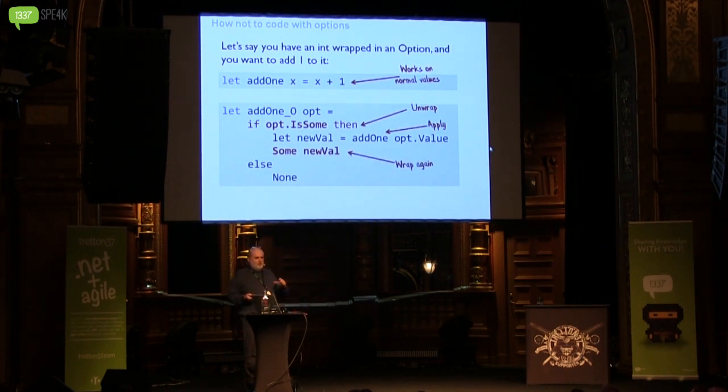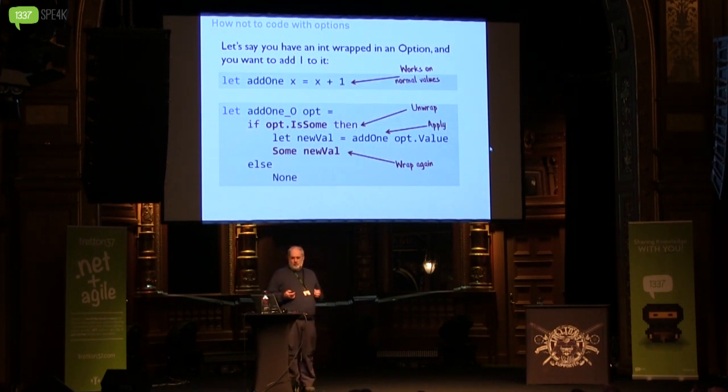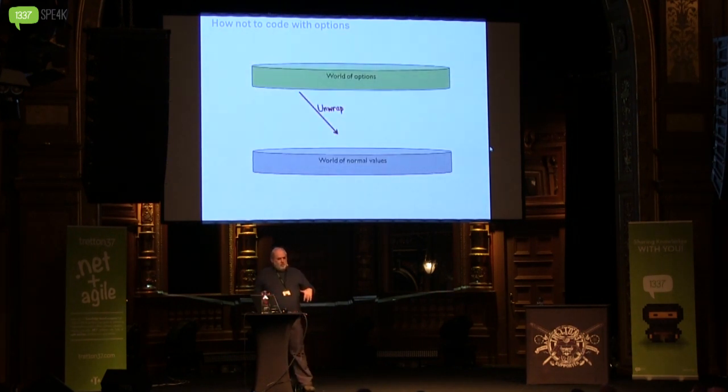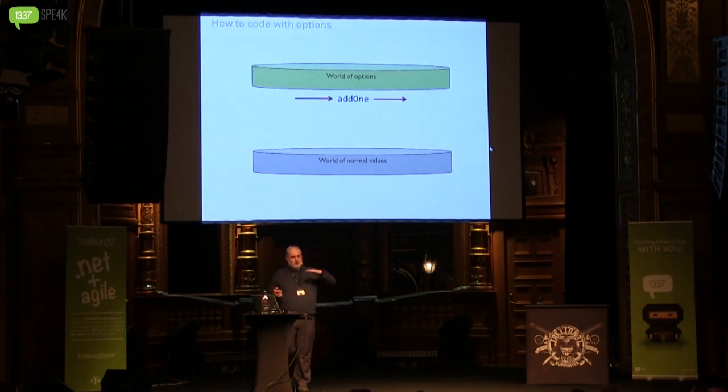Fair enough. When you're starting out, it's easy to write code like this. But I'm going to encourage you not to write code like this, because again, what you're doing is unwrapping, coming down, doing something, and wrapping it back up again. What you really want to do is take your add 1 function and move it to the top, right? And again, how do you do that?